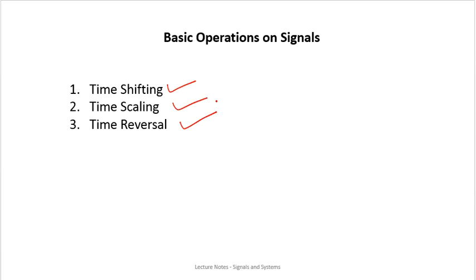Any of these three operations are possible on a particular signal, and it may also be possible that a combination of operations is done on a signal. So first of all, we will discuss one by one all the individual operations on a signal, and then we will also see the combined operations which are performed on any signal. First, let us start with the time shifting operation.